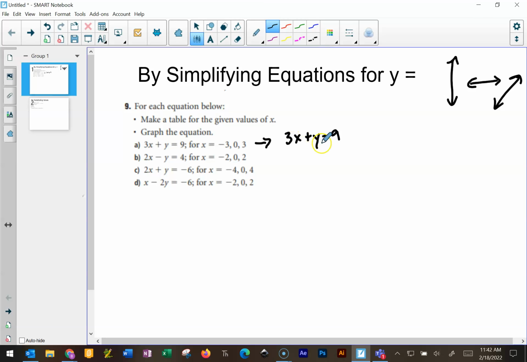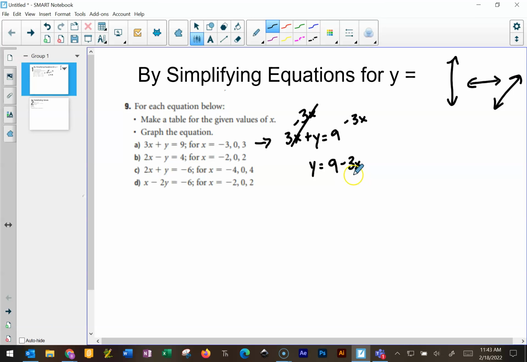What we have to do is get everything that's not a y over to the other side of the equation. We have a positive 3x on the left that's got to go. So how do we remove a positive 3x? We do the opposite, which is subtract. And whatever we do to one side of the equation, we have to do to the other side as well. So we need to subtract 3x from both sides. The 3x minus 3x just cancels out to 0. So we can just cross that out, which just leaves us with a positive y on the left side. And on the other side, we have 9 minus 3x.